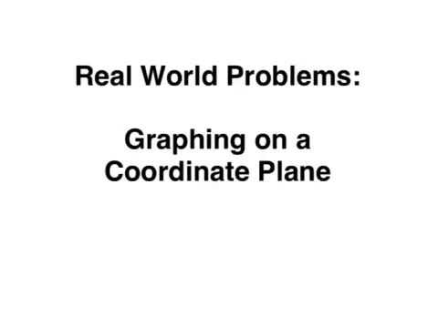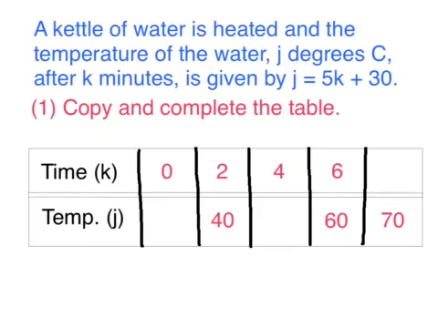Alright, you little mathematicians, real world problems, here we go, graphing on a coordinate plane. Now these types of problems we've actually seen before, they just have a little bit more complexity to them. This kind of equation we haven't exactly seen. We've seen j equals 5k, and we've seen j equals k plus 30, but we haven't seen something like j equals 5k plus 30. So it's nothing to worry about, but just wanted to give you a heads up. These problems might have a little bit more complexity than we're used to.